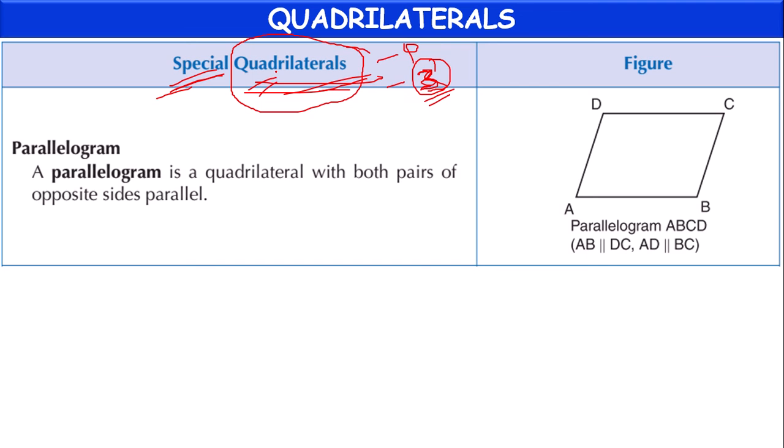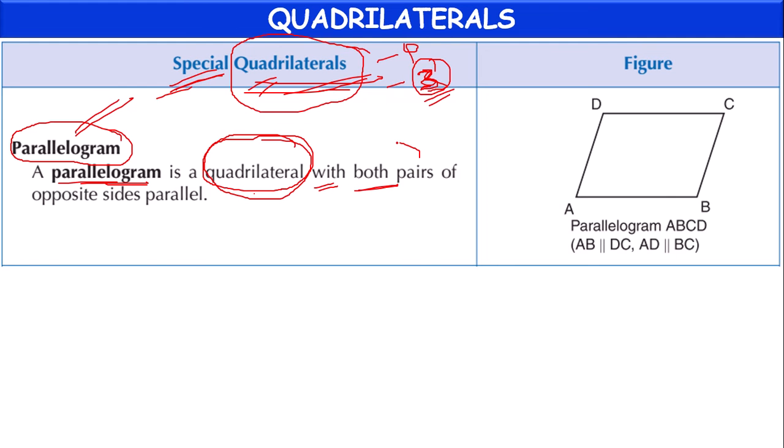So in quadrilaterals, some special types are there. Today we are going to discuss about them. So first one is the parallelogram. The name of the quadrilateral is parallelogram. So parallelogram, it is a type of quadrilateral with both pairs of opposite sides parallel. Both pairs of opposite sides are parallel.